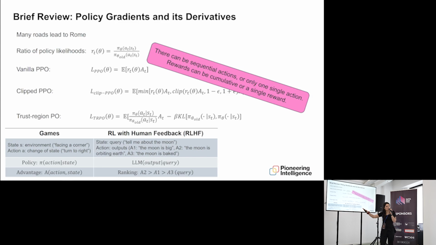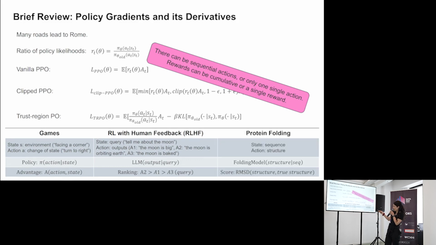So now how do you assign rewards? How it's done here is they rank it. What is the most relevant, most appropriate answer to my query here? And here we say, okay, the moon is orbiting the Earth is better than the moon is big, which is also better than the moon is baked. Now you get a ranking. This is how you can shape this reward and how you can define your differentiable loss in PPO.